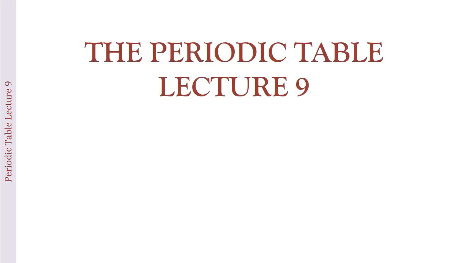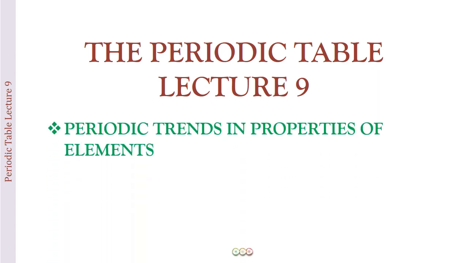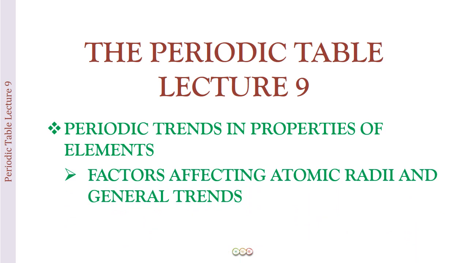Today we will begin with lecture 9 from the course, but make sure you have watched the previous ones before viewing this one. So in the last lecture, we started the discussion on the periodic trends in properties of elements, wherein we learned about what is atomic radius and the types of atomic radius. We will continue that discussion further and see what are the factors affecting atomic radii and then the general trends about these atomic radii in the various periods and groups.